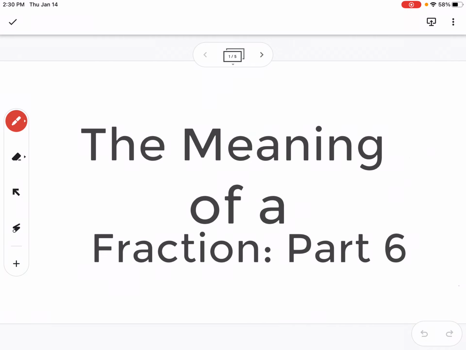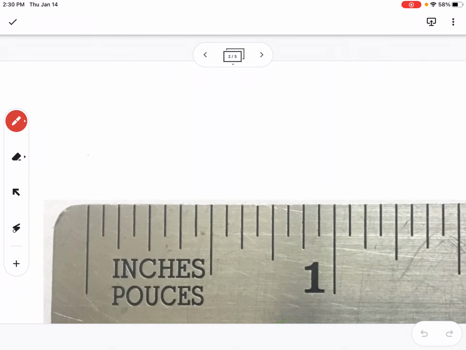One of the things we've talked about a lot in this meaning of a fraction is that the top number of a fraction and the bottom number of a fraction, each of them has a very special meaning. Bottom number of a fraction is always how many parts does it take to make a whole. Top number of a fraction is always how many of those parts am I talking about. So let's look at this ruler again.